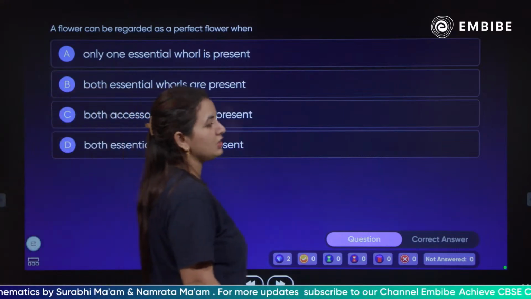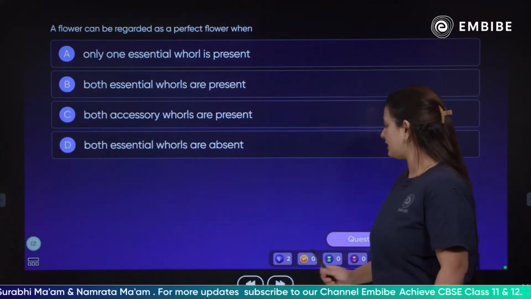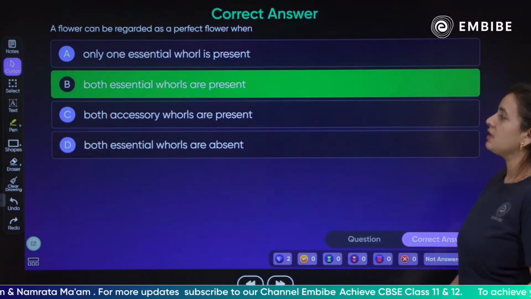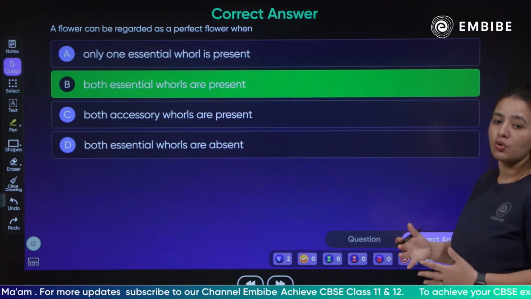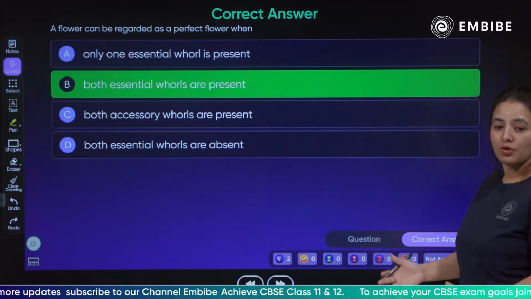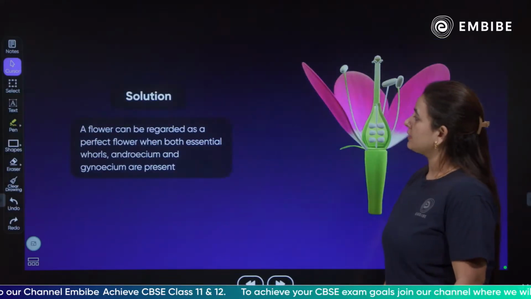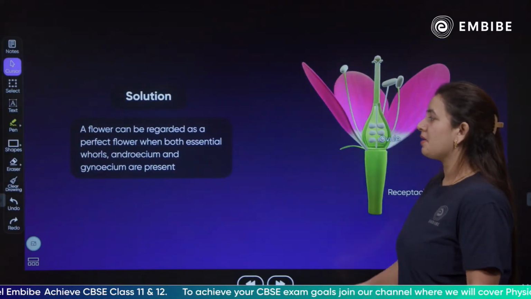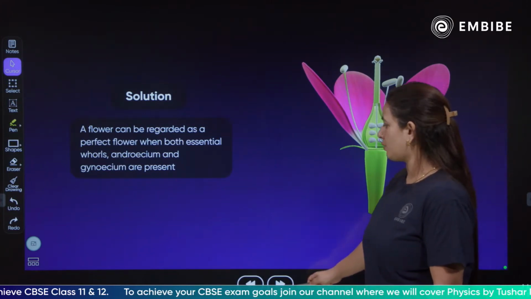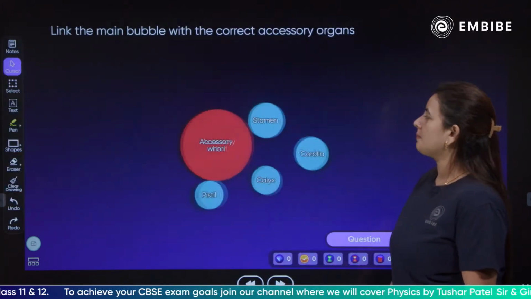Yes, so the definition of a perfect flower is a flower in which both essential whorls are present. A flower can be regarded as a perfect flower when both essential whorls, androecium and gynoecium, are present.